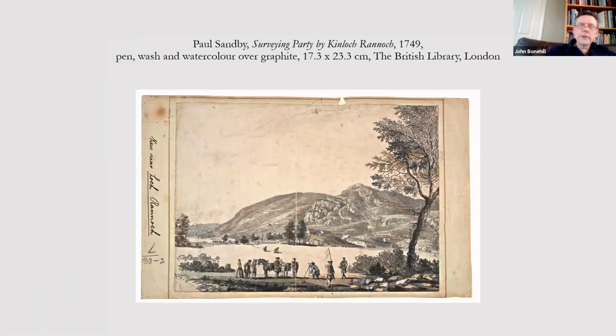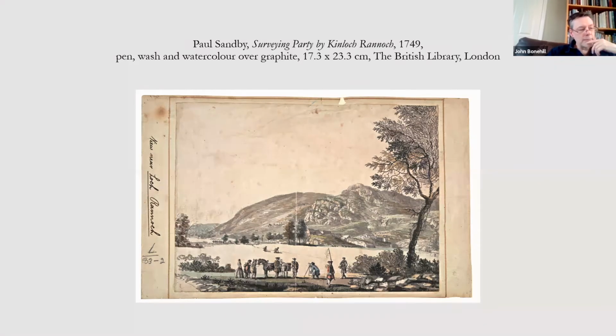Now, the View near Loch Rannoch, or as it's currently catalogued by the British Library, who own it, Surveying Party by Kinloch Rannoch, owes its renown to its connection to the military survey of Scotland, or the so-called Great Map. That is the large-scale mapping of the country, which was undertaken by the Board of Ordnance shortly after the defeat of the Jacobite cause at Culloden. And indeed, examples of the Great Map were central to the opening section of Old Ways, New Roads.